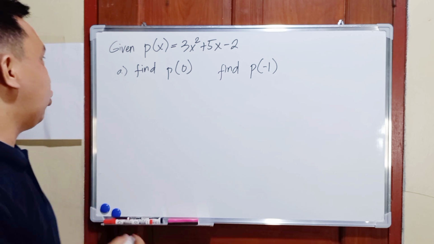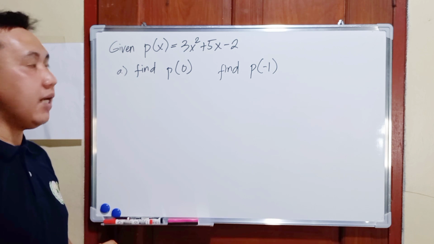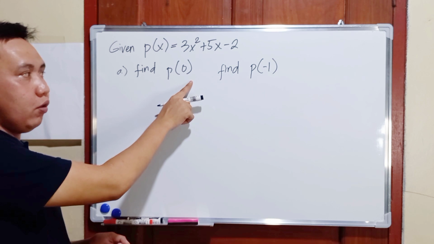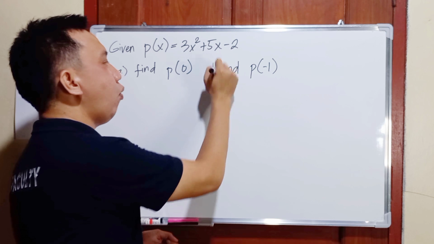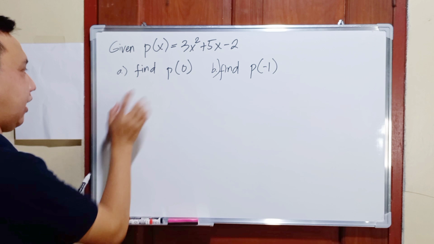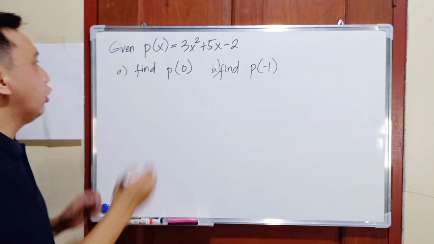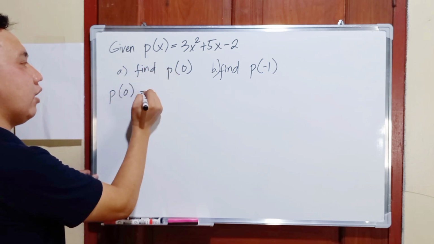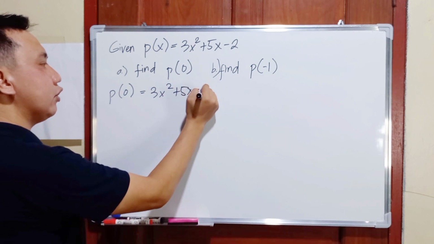Our next example is this one. Given p of x is equal to 3x squared plus 5x minus 2. Find p of 0 and find p of negative 1. So, meron tayong dalawang problem. So, let us take first letter A. Find p of 0 given this equation. So, sasubstitute lang natin. So, that is p of 0 is equal to 3x squared plus 5x minus 2.